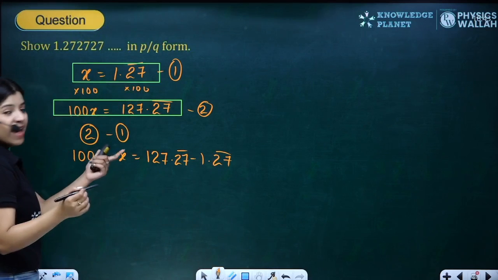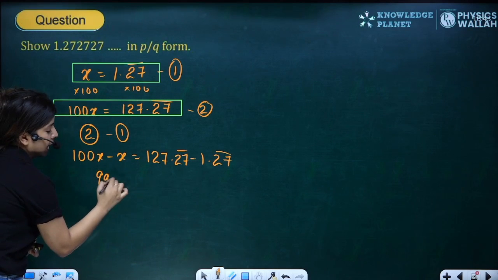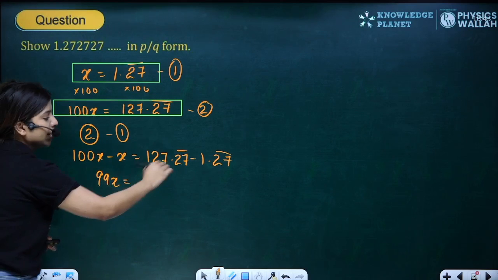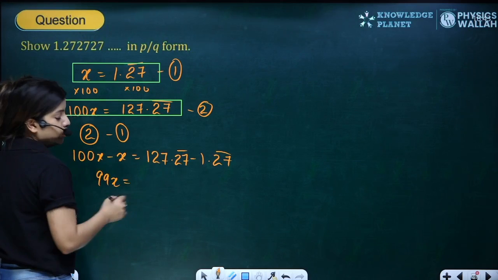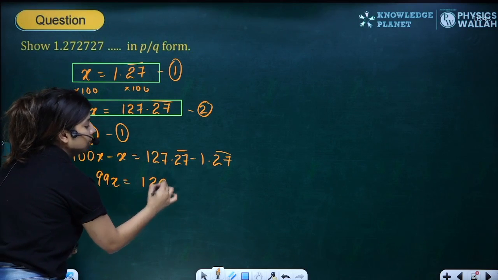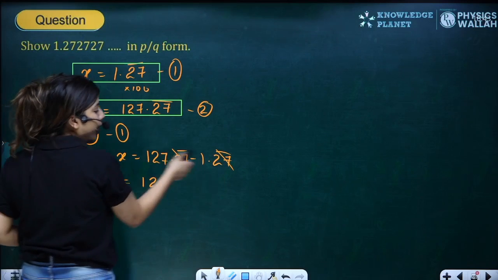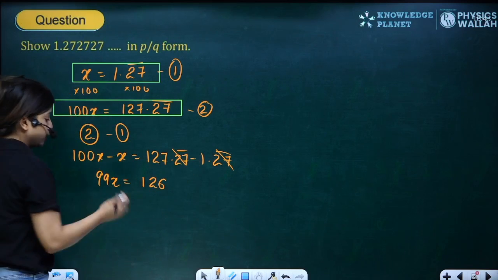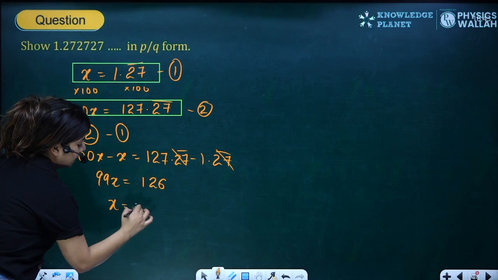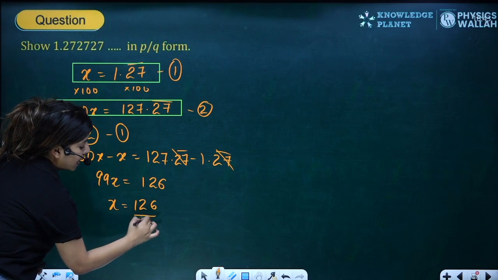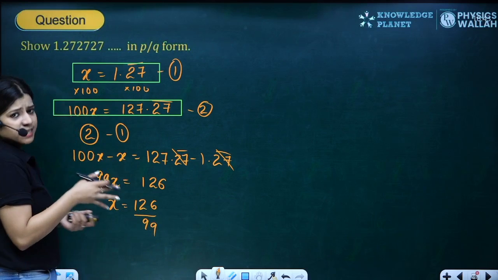Right, 100x minus x will give you 99x. 127.27 minus 1.27 will give you 126, as the 27 bar and 27 bar get cancelled out, so 127 minus 1 gives 126. So x will be equal to 126 by 99. You can simplify it by 3.